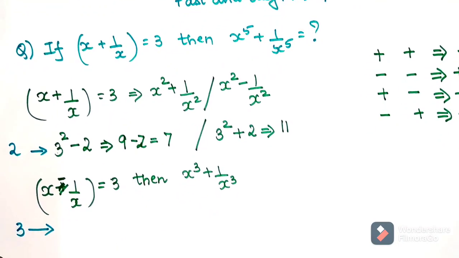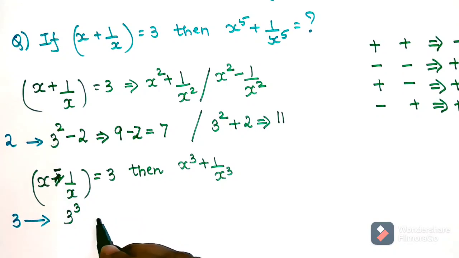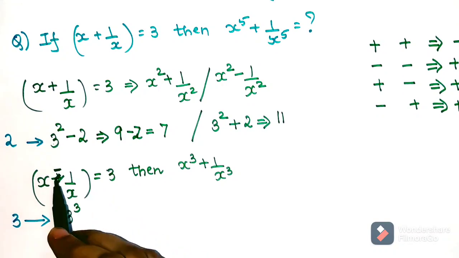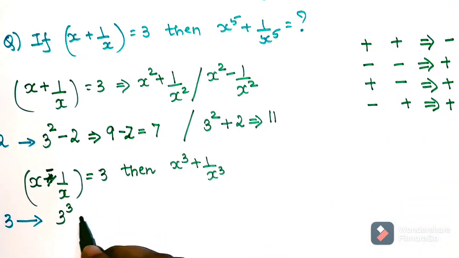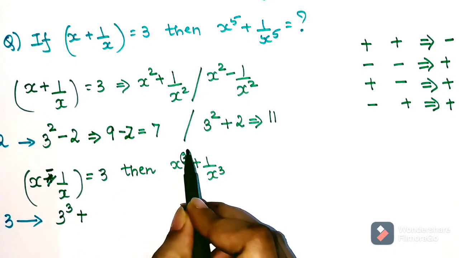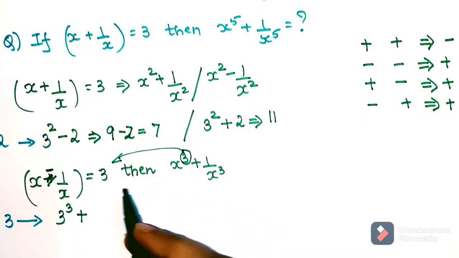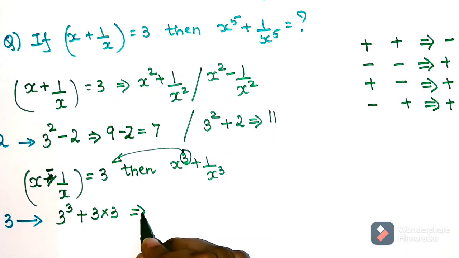Okay, so now for the power of 3, we are going to do 3 cube, and then, since there is a minus and plus, so again minus and plus is going to get us a plus only, and what we are going to do is we are just going to multiply this power with the value given. So 3 into 3. So this is going to get you 27 plus 9.